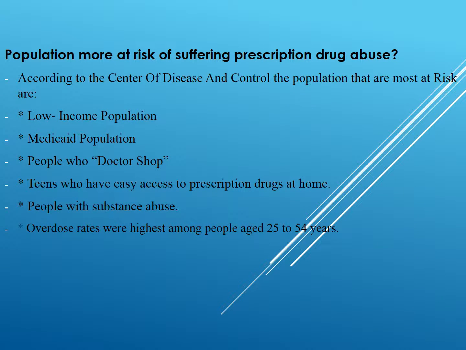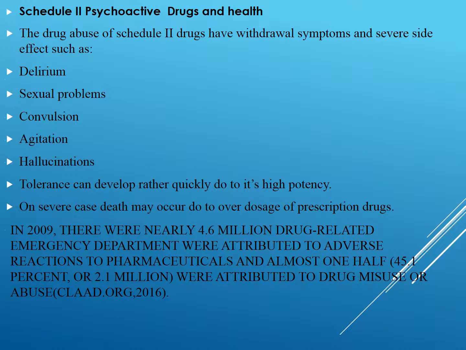Populations more at risk of suffering from prescription drug abuse are the low income population, the Medicaid population, people who doctor shop, going from doctor to doctor, teens who have easy access to prescription drugs at home, and people with substance abuse. Overdose rates are higher among people ages 25 to 54.